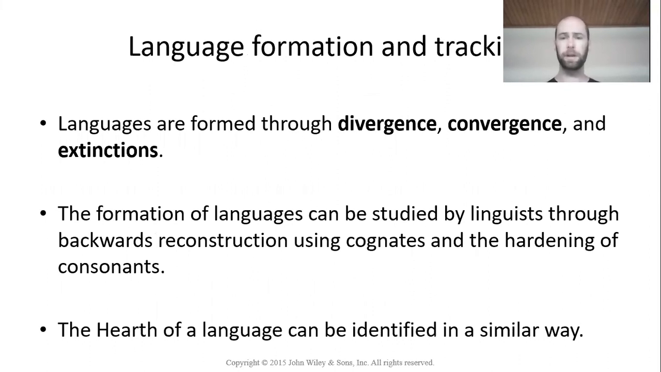So yeah, language can be formed and tracked through divergence and convergence. Languages are formed through divergence, convergence, and extinctions. The formation of languages can be studied by linguists through backwards reconstruction using cognates and the hardening of consonants. And the hearth of a language can be identified in a similar way.